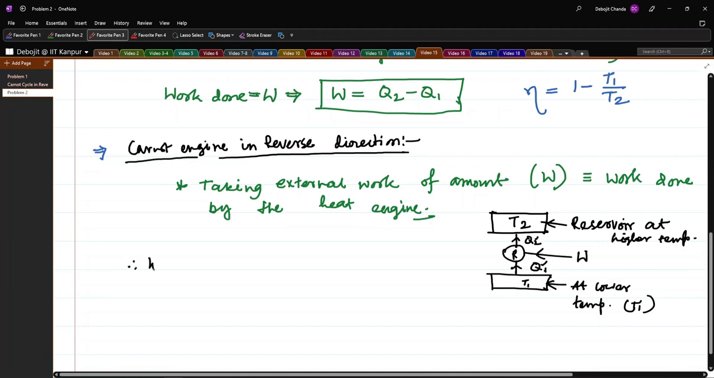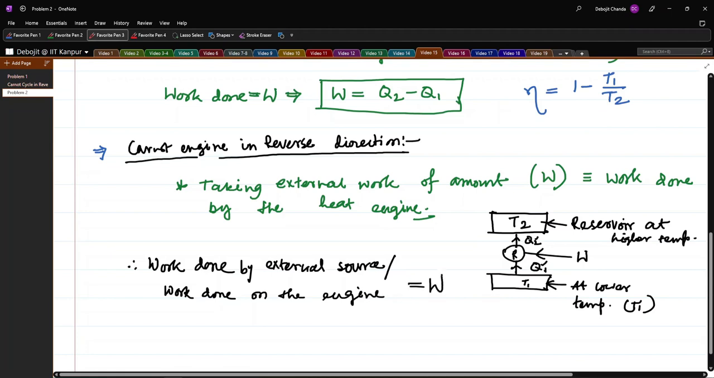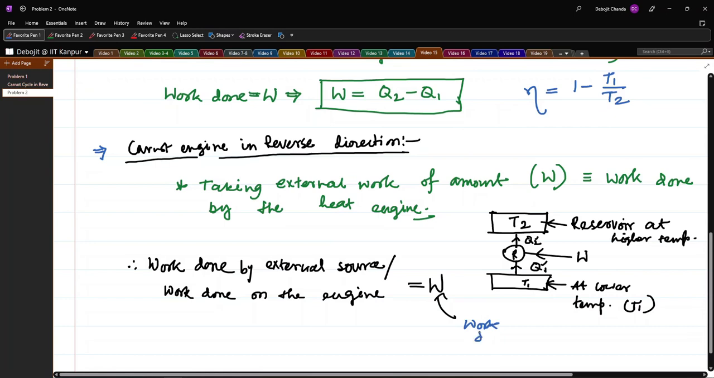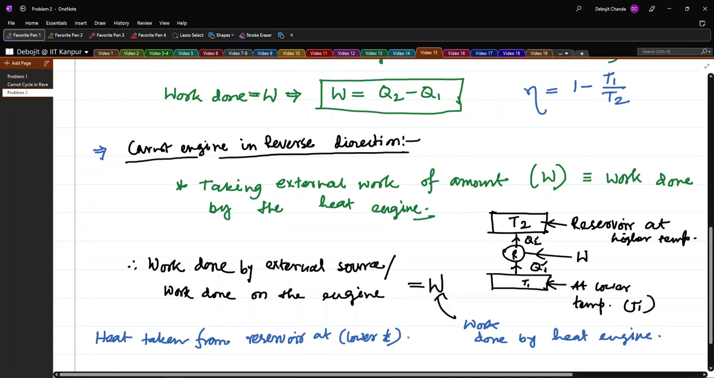So in this case the work done by the external source, or work done on the engine, is equal to W, which is the work done by the heat engine, and heat taken from the reservoir at lower temperature, which is T1, is equal to Q1 dash.